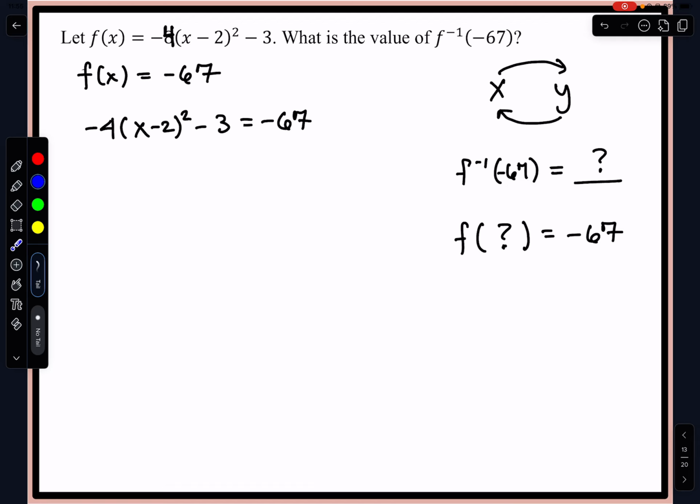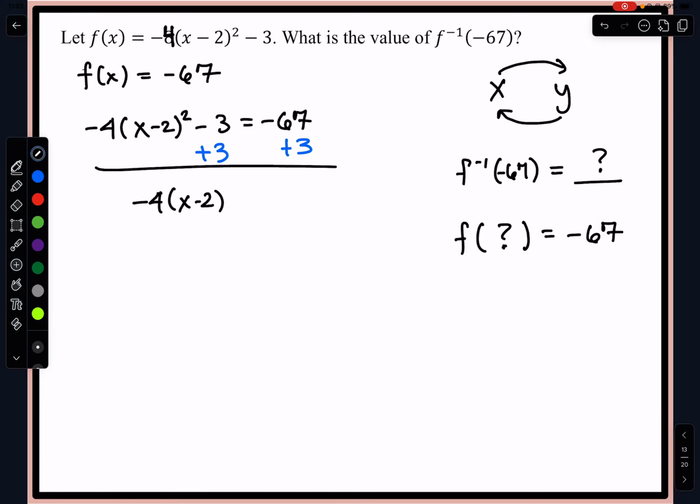So now that we set it up, how do we solve this? Well, we'll start by adding 3 to both sides. And -4 times (x minus 2) to the second power equals -64. We're going to divide that -64 by this outside number of -4, since we're multiplying by that -4. We can't distribute because of the square. So just divide it, and we end up with (x minus 2) squared equals positive 16.